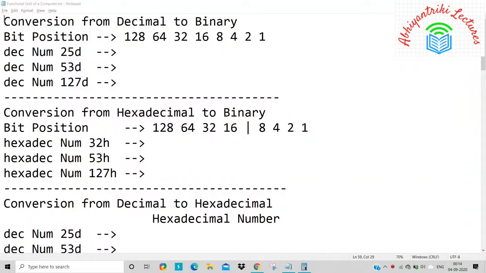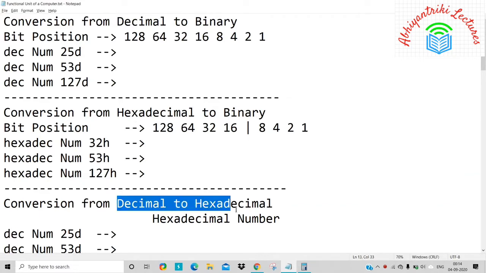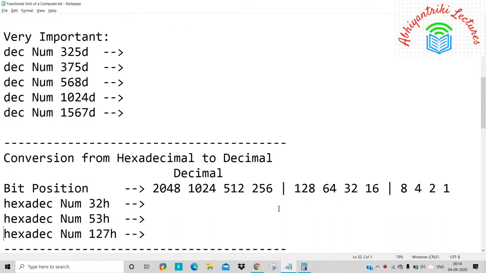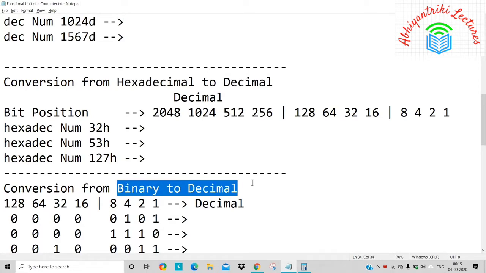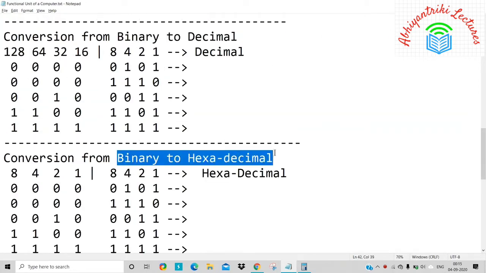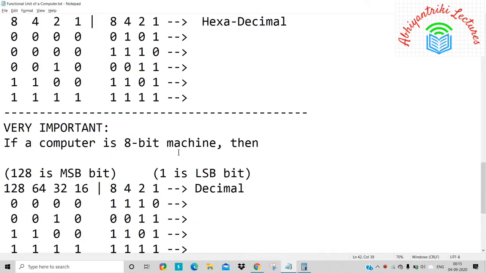Decimal to binary, conversion from hexadecimal to binary, conversion from decimal to hexadecimal, right? And conversion from hexadecimal to decimal, and conversion from binary to decimal, and conversion from binary to hexadecimal. And a very important point is this one: if a computer is an 8-bit machine, then how do you convert from binary to decimal? Okay, so that we'll discuss now.